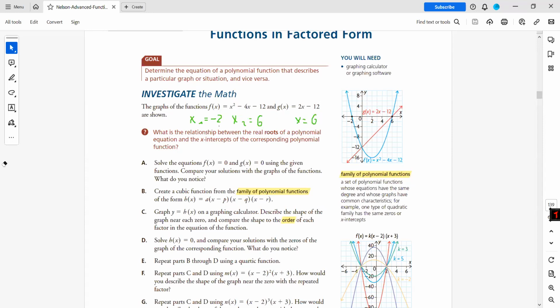They're somehow related through some basic relation that will describe all polynomial functions in arbitrary values. Basically, what I'm talking about is a family of polynomial functions. It's a set of polynomial functions whose equations have the same degree and whose graphs have common characteristics, right? We already defined some of those characteristics in the previous chapters. For example, one type of quadratic family has the same zeros or x-intercepts.